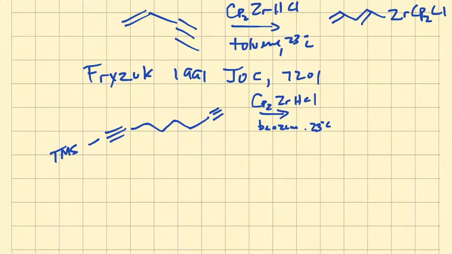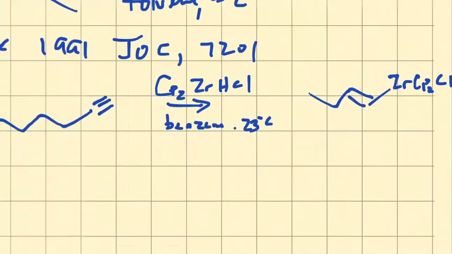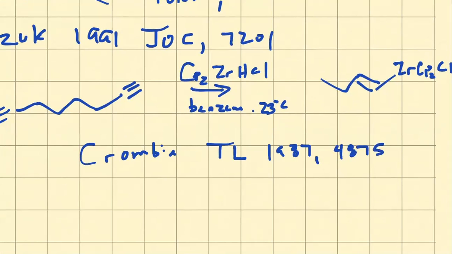I'm just going to abbreviate this. Right, it only takes place on that unprotected end. And this is done by Crombie, in Tetrahedron Letters, 1987, page 4875.